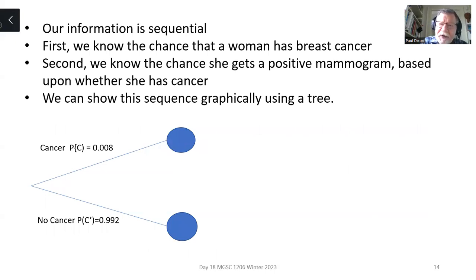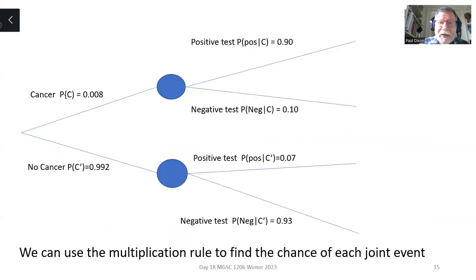Let's start out. Women either have cancer or they don't have cancer. That's the first piece of information we're given. 0.8% do, 99.2% don't. So this is like our complement rule. Either you do or you don't. In a tree, we'll look at these two branches and then see what happens with them. Then we get our test results. It could be a positive test or a negative test result, depending upon whether or not you have cancer. A positive test is 90% and a negative test result 10% if you have cancer. If you don't have cancer, the numbers are different.